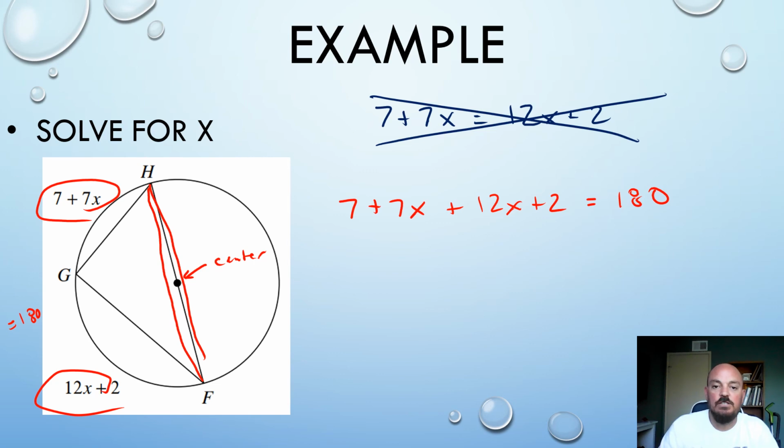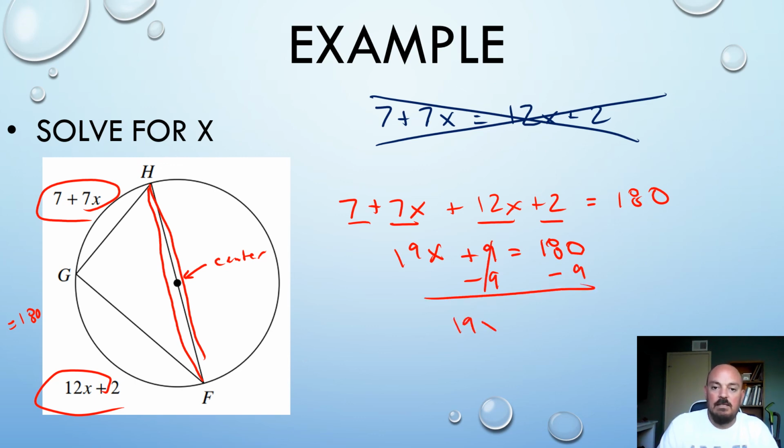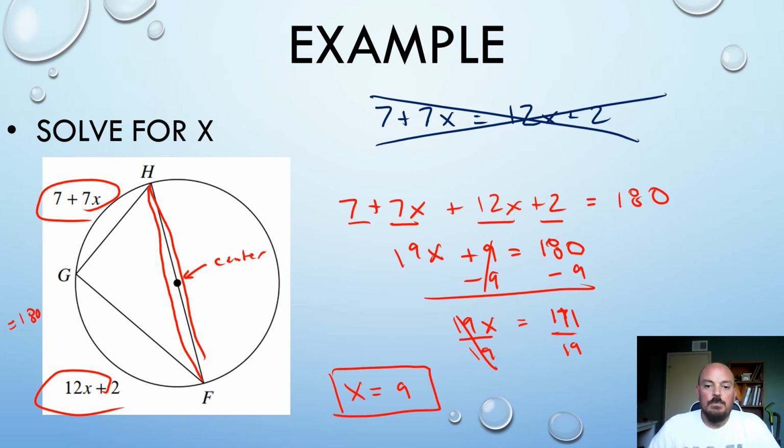So let's combine our like terms. I have a 7x plus a 12x, that would be 19x. I have a 7 plus 2, that would be plus 9, and the whole thing is equal to 180. I will subtract 9 from each side, and I get 19x equals 171. We'll divide by 19, and x ends up equaling 9 here. So our final answer was x equals 9.